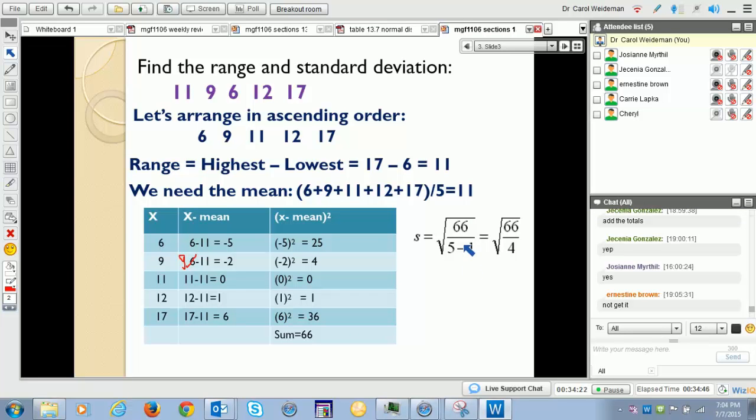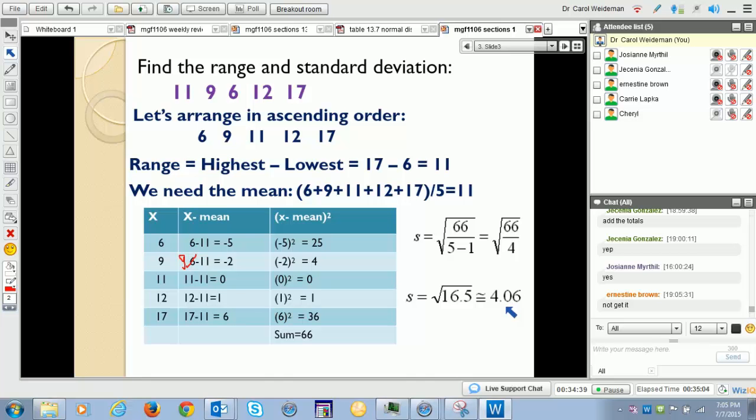The sum of those, 66, I divide by n minus 1. There were 5 data values. 5 minus 1 is 4. 4 into 66 gives me 16.5. And then I take the square root, and it's a little bit greater than 4.